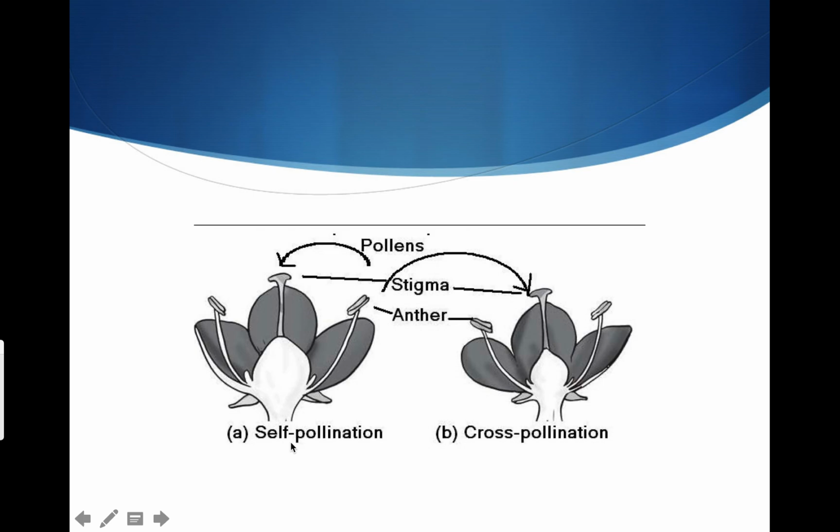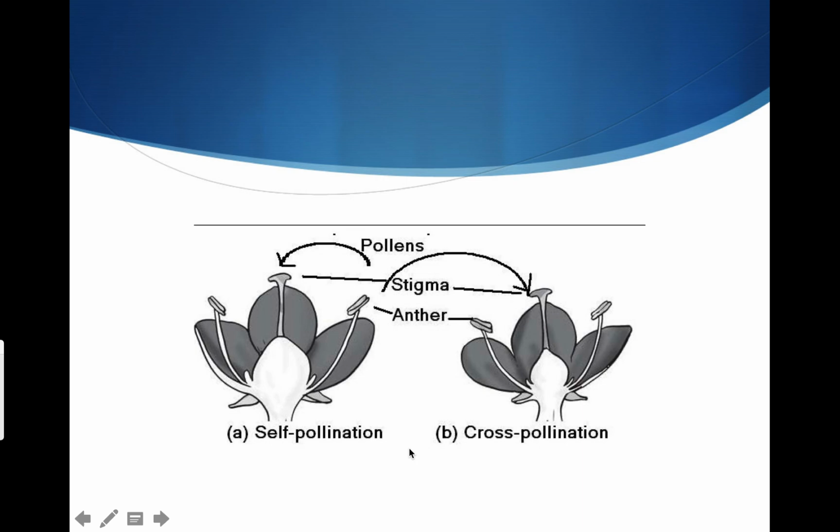Okay, so here's pollination. Self-pollination is when the same plant touches here. Cross-pollination is when you have this plant going here, and this plant going here. So you have self-pollination and cross-pollination.